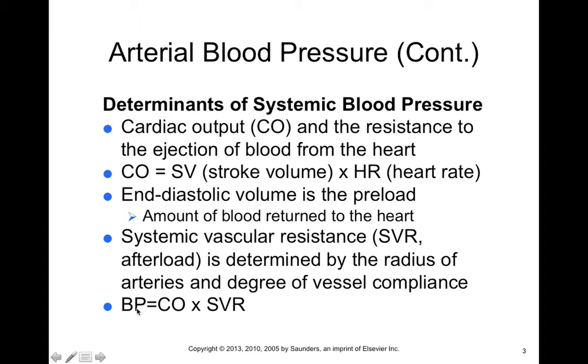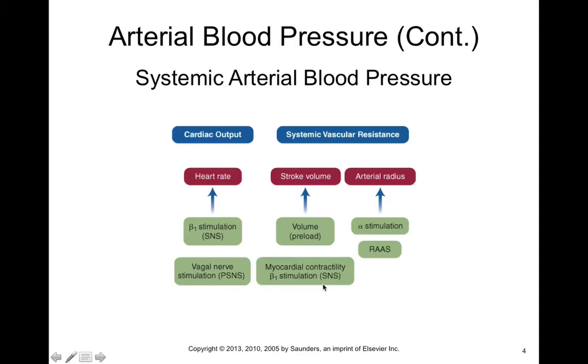Now, systemic vascular resistance, or SVR, is determined by the radius of arteries or veins, but in terms of measuring blood pressure, we'll typically measure that at the arterial end. So we can also talk about this as being the diameter of the blood vessel, or the degree of vessel compliance and its stretchability. Now, what this slide is showing are the factors that can help regulate blood pressure in your body.